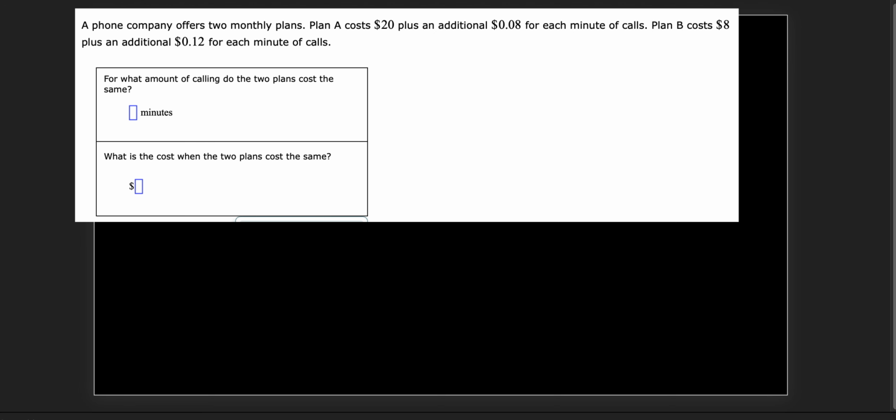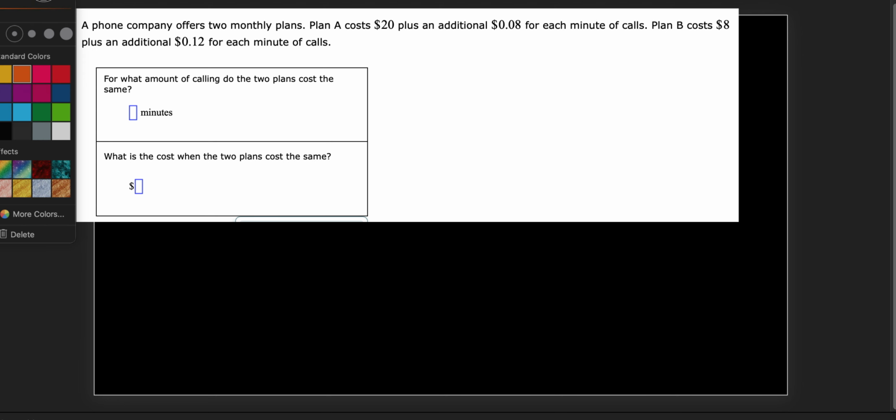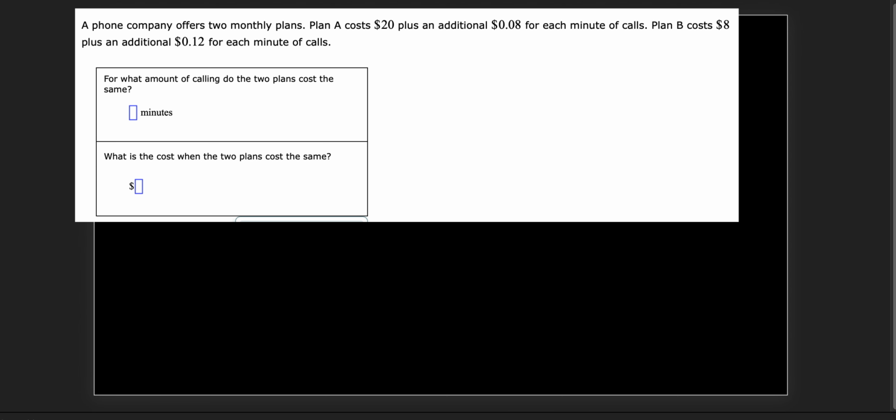The next problem: a phone company offers 2 monthly plans. Plan A costs $20 plus an additional 8 cents for each minute of calls. Plan B costs $8 plus an additional 12 cents for each minute of calls. For what amount of calling do the two plans cost the same? What is the cost when the two plans cost the same?